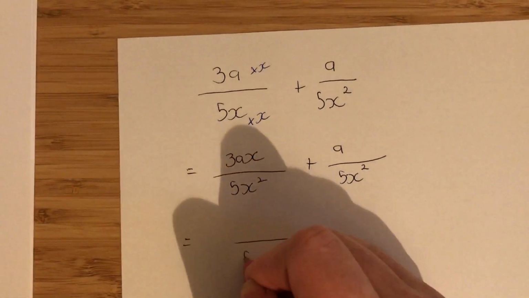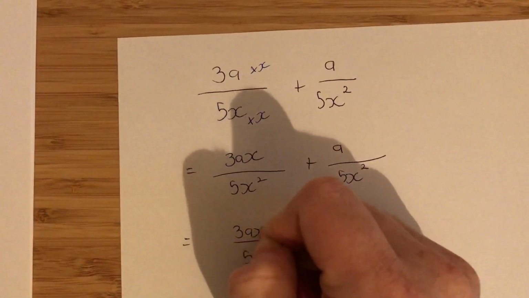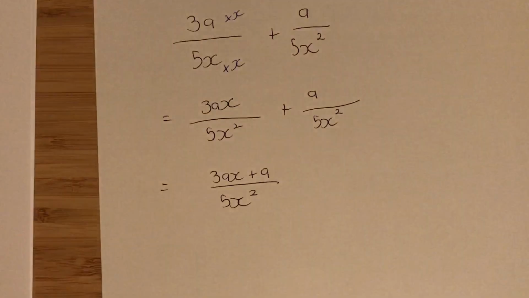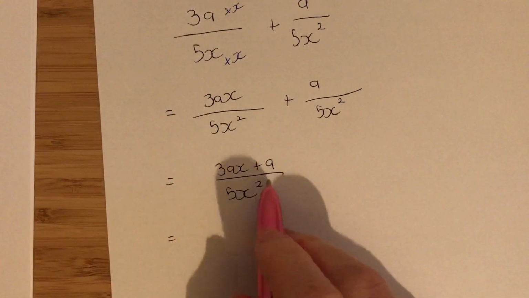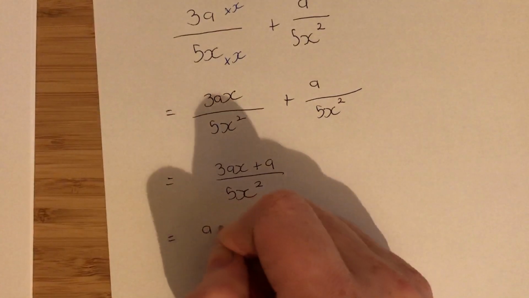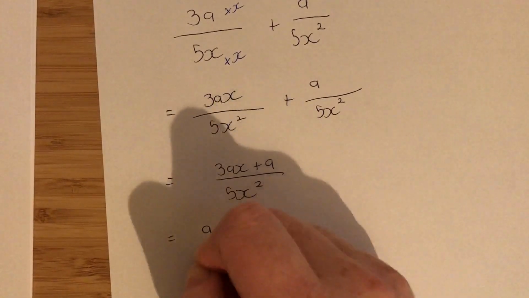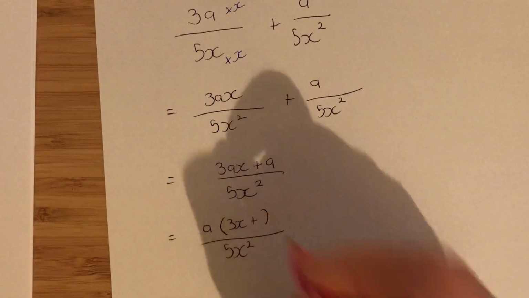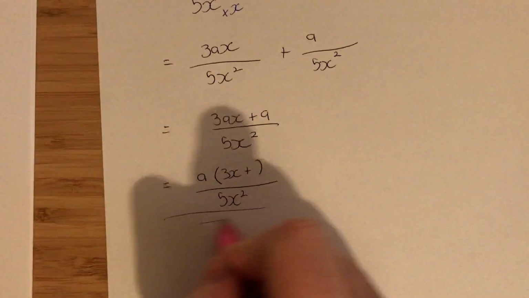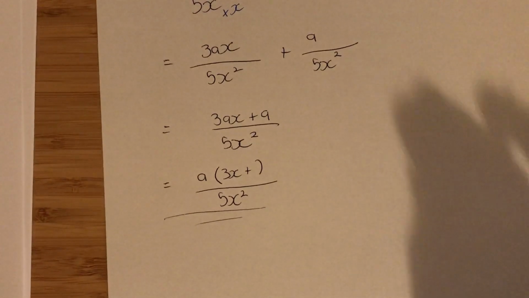And then we have 5x squared on the denominator, 3ax plus a. And just good practice if you can factorise that numerator, because we have a highest common factor a, so we can pull that out and have a brackets 3x plus 1 over 5x squared. Right, and you're ready to add and subtract algebraic fractions.